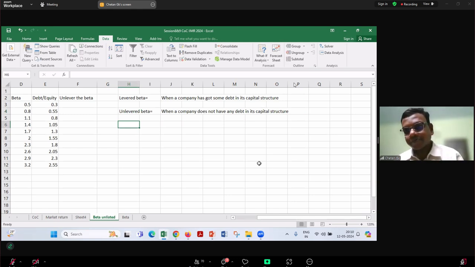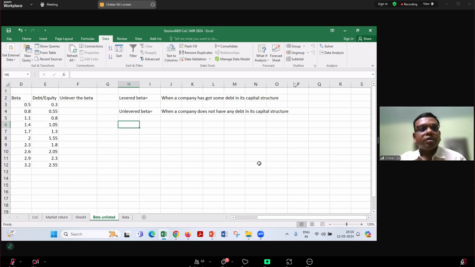Is it clear, everybody? For example, State Bank of India has got debt in its capital structure, and the beta which is being computed by you is obviously called levered beta. That's it. There is no complication here. Okay, it is easy. So a company, if it has got debt in its capital structure, then the beta coming from that company is called what? Levered beta. And if a company does not have any debt in its capital structure, if you compute beta, then that beta is called what? Unlevered beta. That's it.